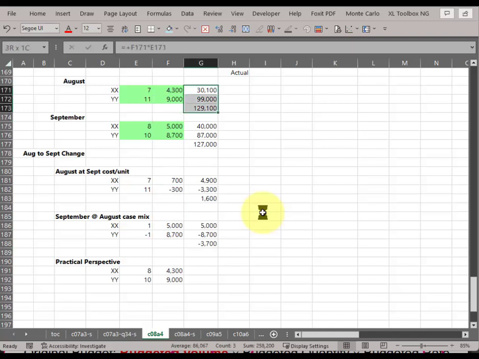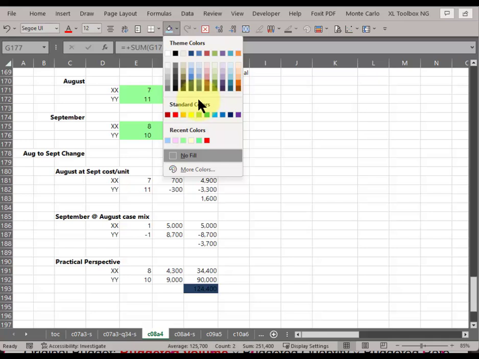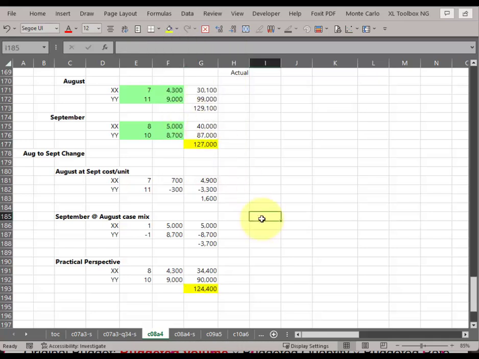Maybe the doctor has a point, but let's say you did September's volumes at the costs per unit here. What would your total costs be? And we're just going to lift these formulas right now. There we go. So total cost would be 124.